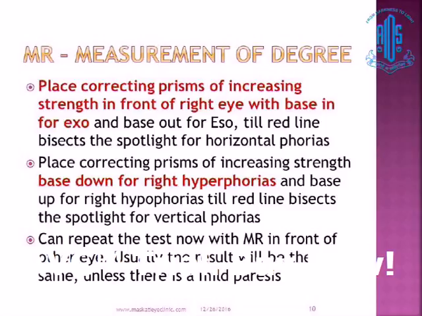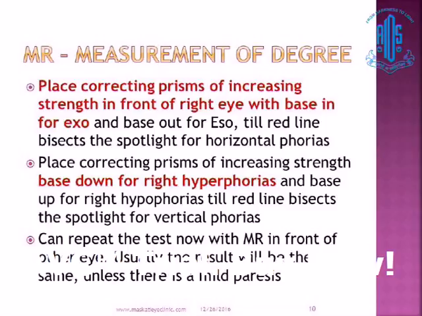You know from physics that a prism bends the rays of light in the direction of its base. So if there is a prism like this, it will bend the rays of light towards the base. So if it's an exo, you put it with base in so that the rays of light can go in and make the eye go in. And if it's an eso, you put it with base out so that the rays of light can go outwards and make the eye move outwards.